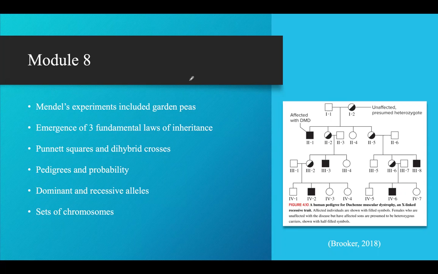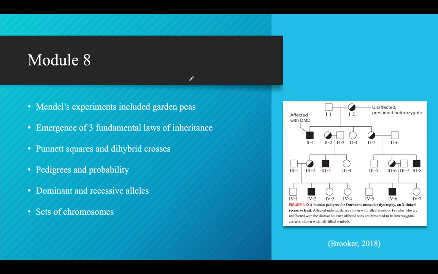The law of independent assortment states that alleles and genetic components segregate independently of another pair during gamete formation. We are also introduced to Punnett squares and dihybrid crosses, as well as the probability of reproduction in Module 8. To the right is an example of a pedigree from the textbook.